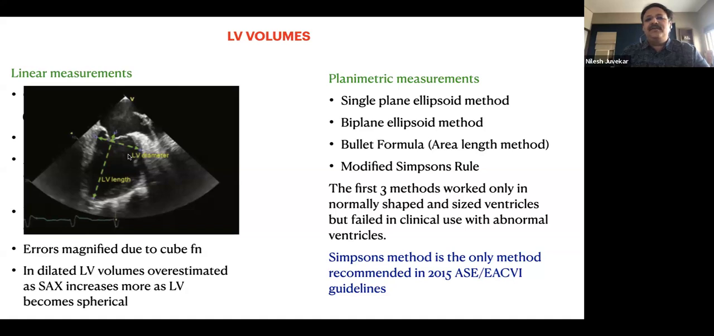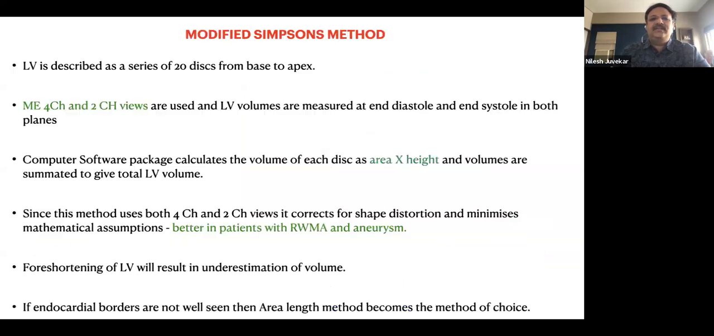Now, in the planimetric measurements, there are four methods: the single plane ellipsoid, the biplane ellipsoid, the bullet formula, or the area length method, or the modified Simpson's method. Now, these first three methods have been shown to work only in normally shaped and sized ventricles, but they always failed in clinical use with abnormal ventricles. And hence, in 2015, the ASE EACVI guidelines have mentioned only the Simpson's method as a method of calculating LV volume. So let us see what this is.